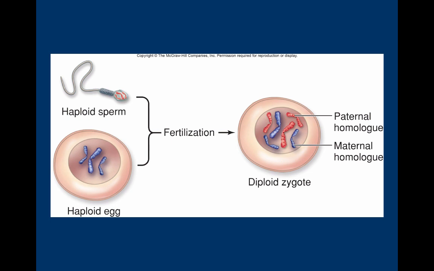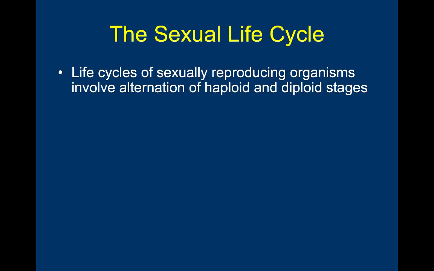Again, we have a haploid sperm cell and a haploid egg cell, and those two cells join together to form a diploid zygote. The zygote then goes through mitosis. It becomes an embryo and a fetus and eventually an infant and a child and an adult, and then we go back and restart the life cycle again. So that is what we do as animals.